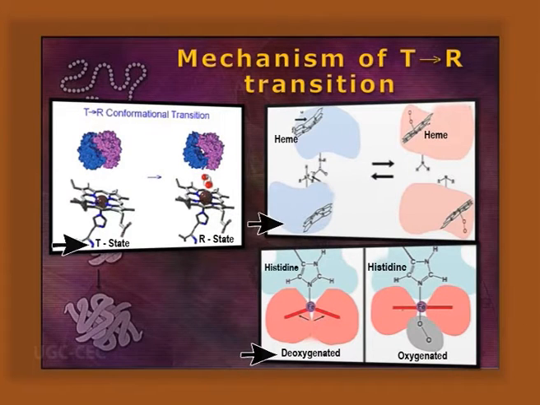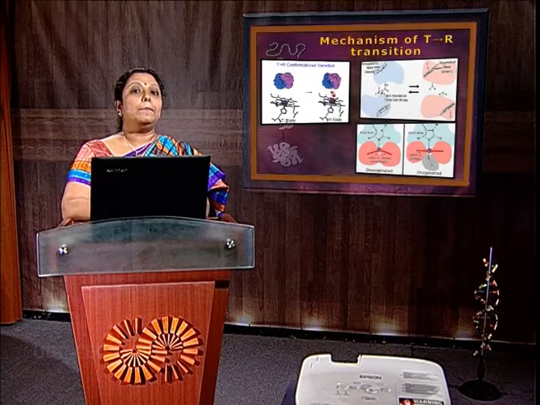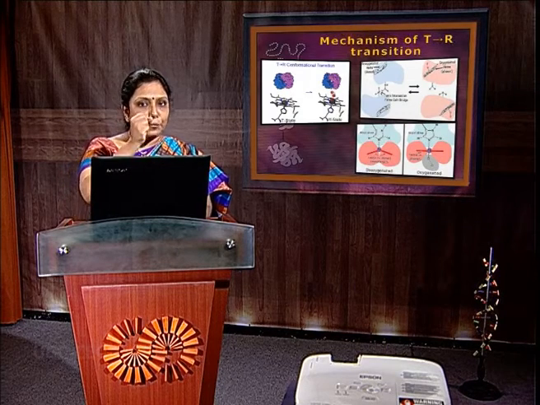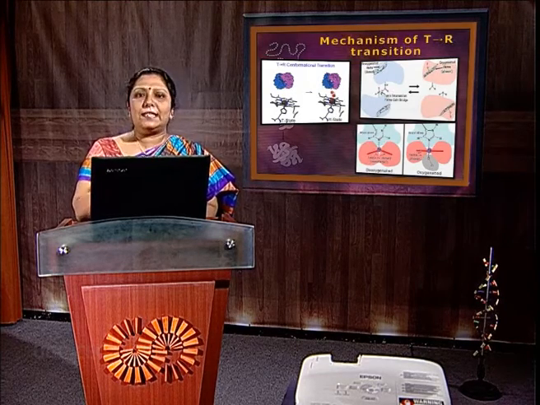T is taut, that is the deoxyhemoglobin state, and the high affinity relaxed state is the R state. Now, what we know about the mechanism is that usually iron is dome shaped, that is out of the porphyrin plane or heme plane, that is actually 55 angstrom. But when it binds with oxygen, which pulls it down towards the heme plane at around 20 angstrom.